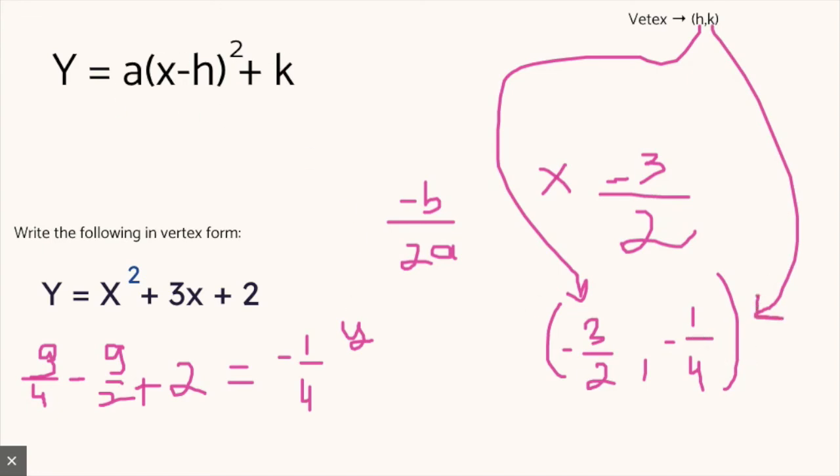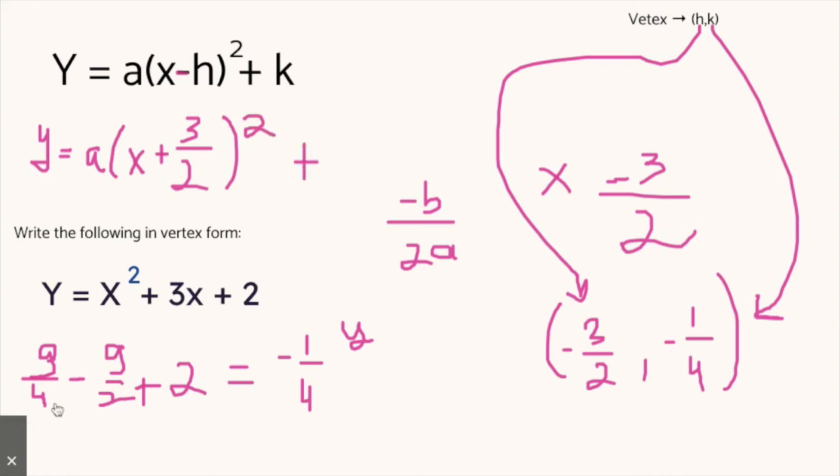So we can just write this formula. y is equal to a times (x, our h is negative 3 over 2. There's a minus sign in front of it, so two minuses, minus and minus, is going to give us a positive 3 over 2) squared, plus our k, which in this case is negative 1 over 4. So we get rid of this plus and make it a minus 1 over 4. Now we still have our a left.